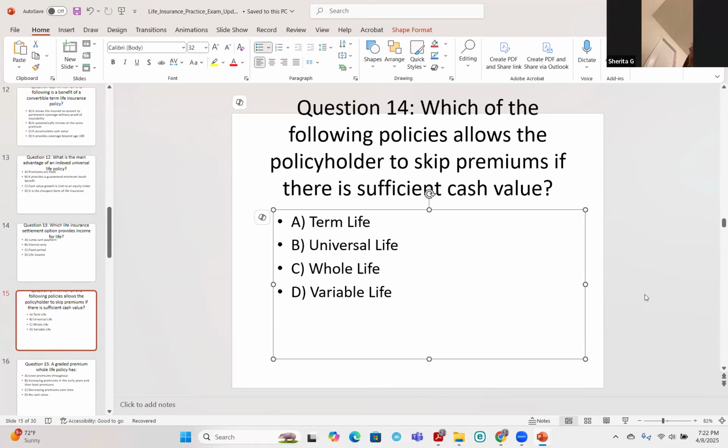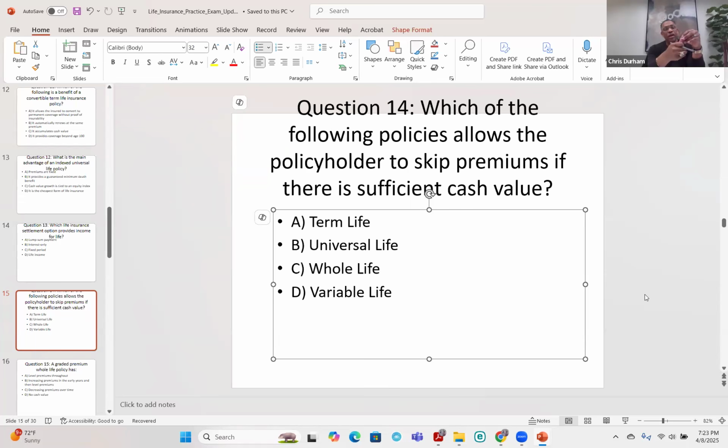So flexible premium means you can increase, decrease, or skip. So universal life, if they ever have that or flexible, you know it goes together. And if the cash value isn't enough to pay the premium, the policy is going to lapse anyway.